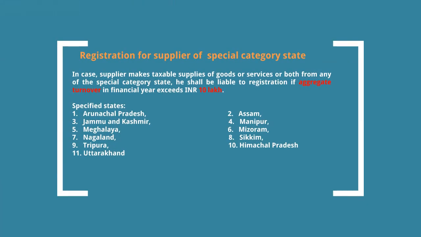Registration for a supplier of a special category state. In case a supplier makes taxable supplies of goods or services or both from any of the special category states, he shall be liable to registration if aggregate turnover in a financial year exceeds 1 million. Special category states are listed here.